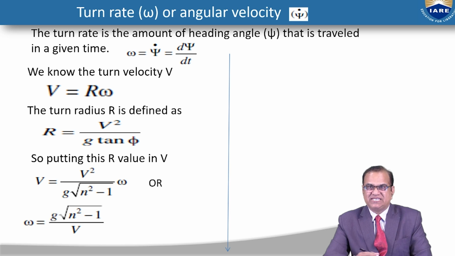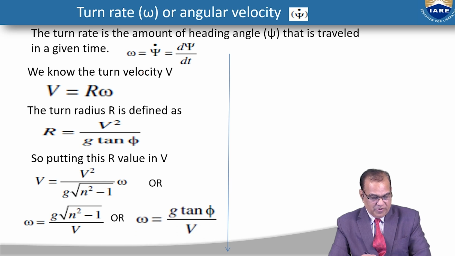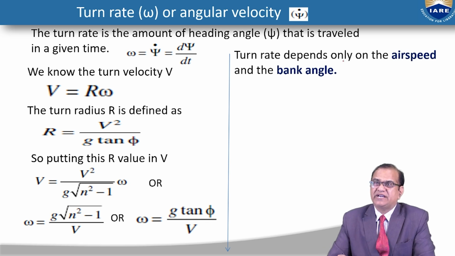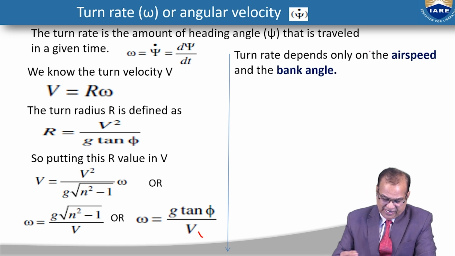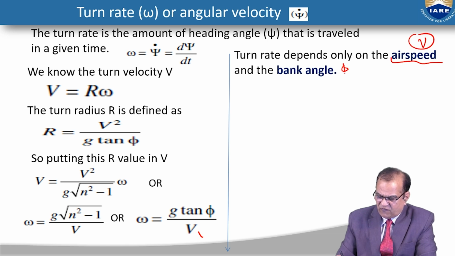Or we can see in this case that omega is equal to g square root of n square minus 1 by V. This is the angular rate. Or omega is equal to g square root of n square minus 1 by V, which is equal to g into tan phi by V. Turn rate depends only on the airspeed, velocity V, and the bank angle phi.